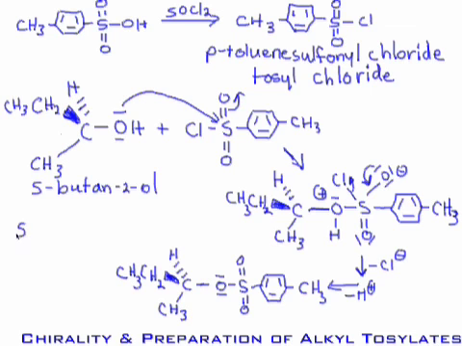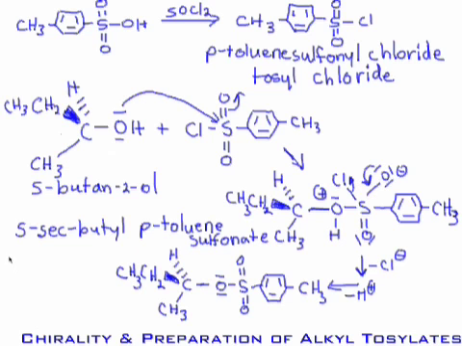Let's call it S-sec-butyl p-Toluenesulfonate. When you're naming esters, you drop the ic acid and you add ate. All one word. Sulfonate and toluene's all one word. The common name would be S-sec-butyl, and then a space, and it's a tosylate.